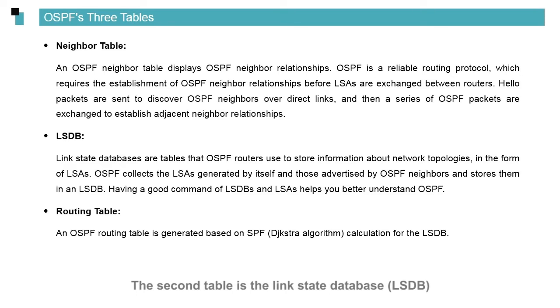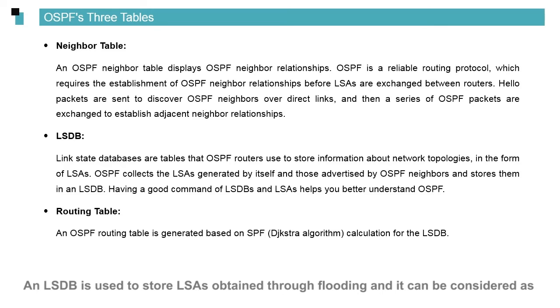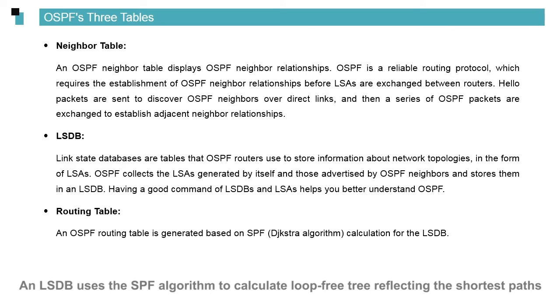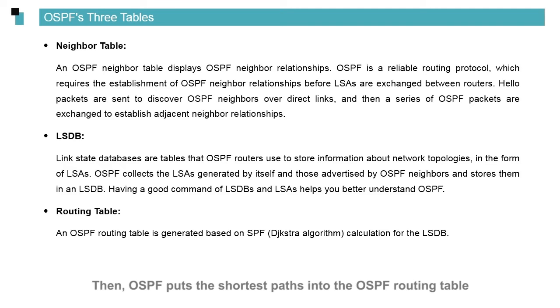The second table is the link state database, LSDB. An LSDB is used to store LSAs obtained through flooding, and it can be considered as a map for an OSPF router to know the entire network topology. The third table is the OSPF routing table. An LSDB uses the SPF algorithm to calculate a loop-free tree reflecting the shortest paths. Then OSPF puts the shortest paths into the OSPF routing table.